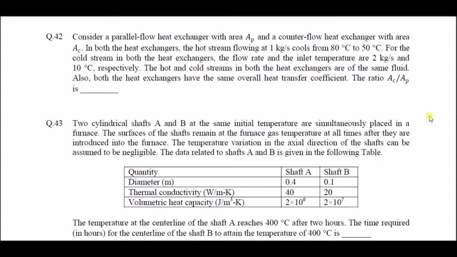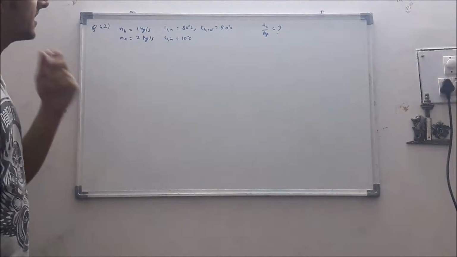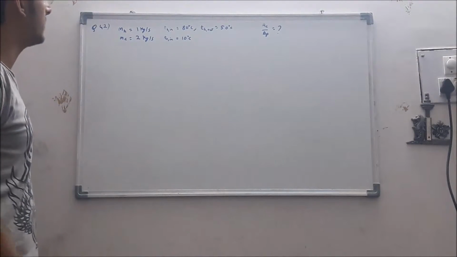The hot and cold streams in both the heat exchangers are of the same fluid. Also, both the heat exchangers have the same overall heat transfer coefficient. The ratio of AC by AP is? In this question, basically we have to compare the two heat exchangers given and find the ratio of areas.